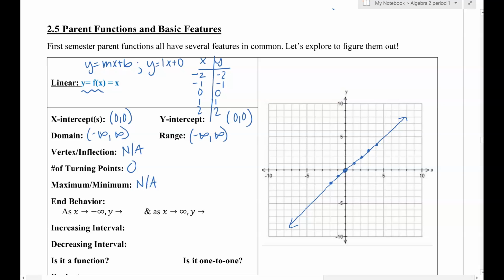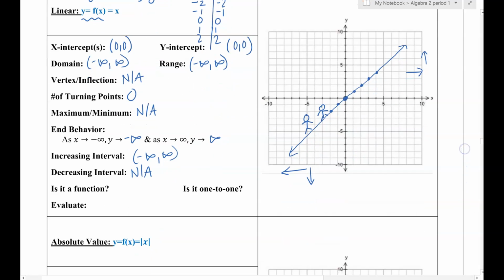Now, as x approaches negative infinity, that means x went that way, y went downward, so that's going to be negative infinity. And as x goes to the right, y went up, so that would be positive infinity. Now, as you can see, this function is increasing indefinitely because I'm hiking the entire way. So it's increasing over the entire domain. That means you have no other domain left for decreasing.